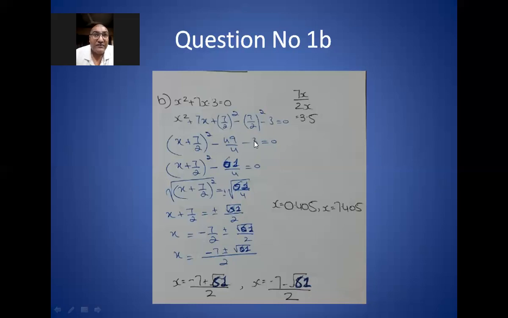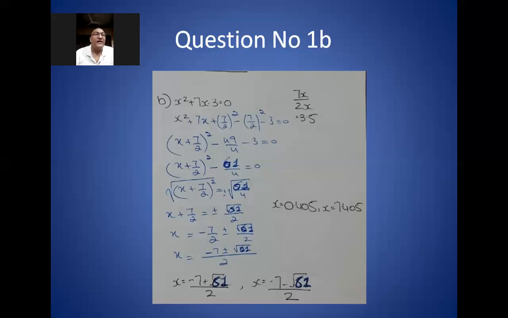So minus 49 minus 12, it will be minus 61 by 4 equals to 0. Take this to the other side and then take square root on both the sides. So you will have x plus 7 by 2 equals to plus minus under root 61 and under root 4, its answer is 2. So the 2 is now out of that square root, out of that radical sign.